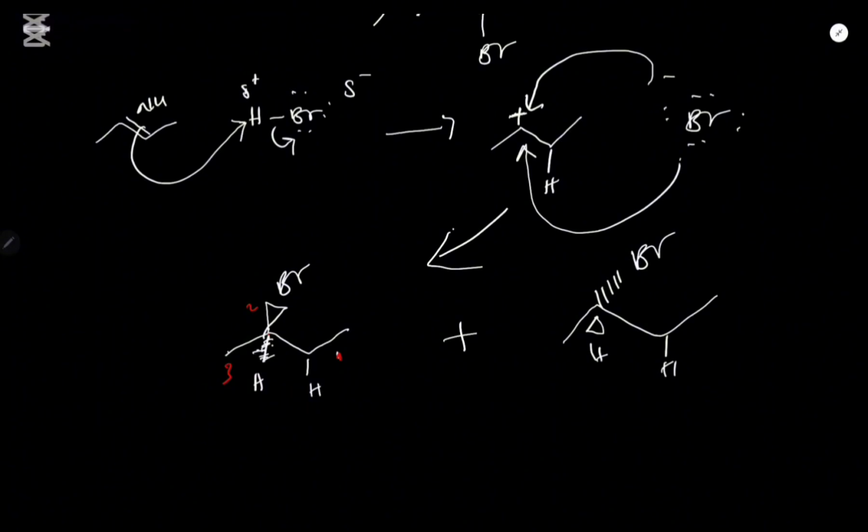If it was not connected to 4 different groups, we would have just one product. But in this case, it's a chiral center, meaning the hydrogen, the bromide, can either attack from the front or from behind, resulting in 2 answers.